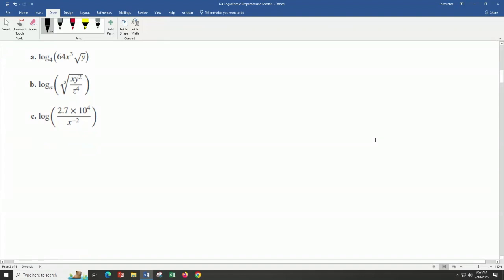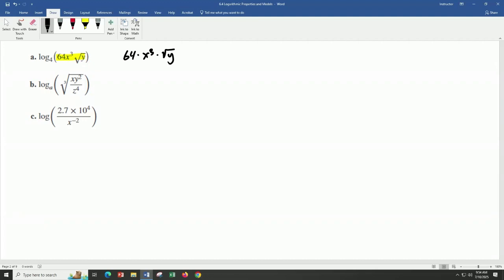So let's take a look at this first one here, and notice that I have log base 4 of 64x cubed square root of y. I do want you to realize that whenever you look at this part, what you're seeing is 64 times x cubed times the square root of y. That's important because one of our properties says whenever we are multiplying, we can change this to addition.